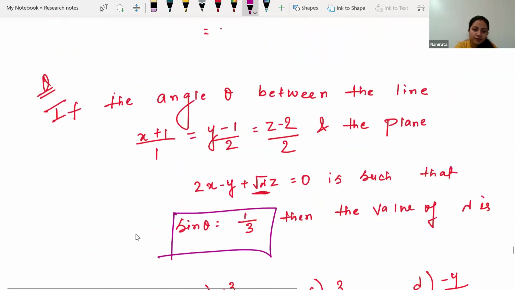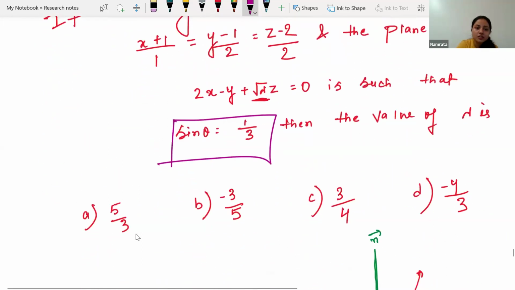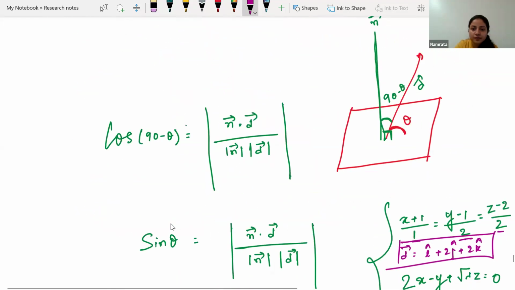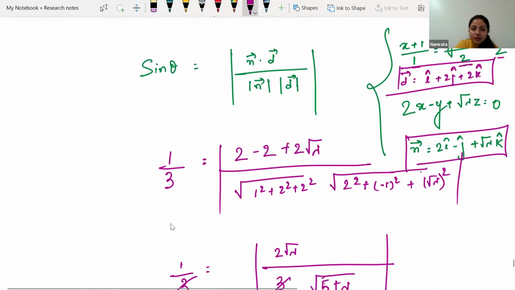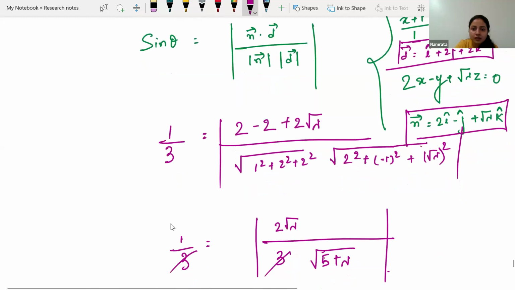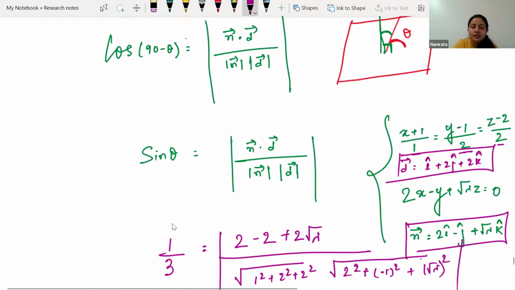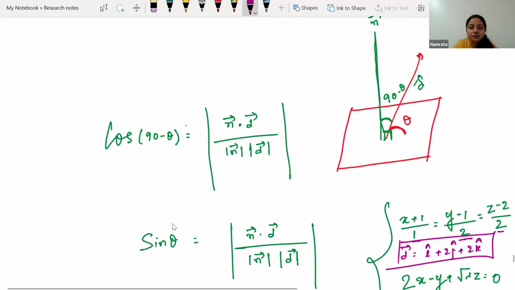Let's see. Yes, can you see this option is the correct option? Is it clear to everyone what we did over here? Yes, ma'am. Okay, let's move ahead.